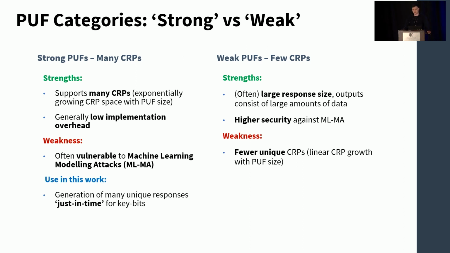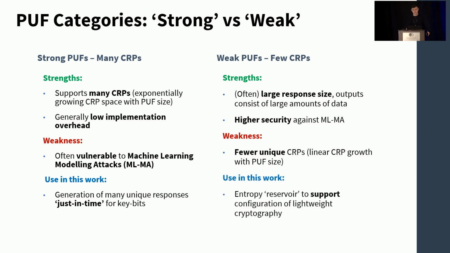So in this work, the hardware implementation, we've tried to utilize the strengths of both strong PUF and weak PUF and not put each in its own box. The way we utilize strong PUFs in this work is that we aim to use the strong PUF for its strength of being able to generate many unique CRPs to generate key bits and generate a message without requiring the storage of those key bits in non-volatile memory. And then we use a weak PUF. In our case, for our proof of concept, we use a DRAM PUF. We use the weak PUF to serve as a reservoir of entropy to support the configuration of some lightweight cryptography.